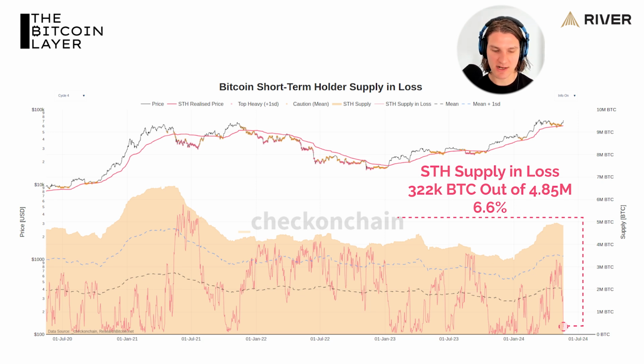Now, what we're looking at in that chart is the amount of supply in orange, the total short-term holder volume, as you said, 4.85 million coins. And the red line is basically looking at how many of those coins were acquired at a cost basis above or below the price, right? Coins in loss. Now, when we sold off down to 57K, at the bottom of that recent correction, two-thirds of all short-term supply was underwater.